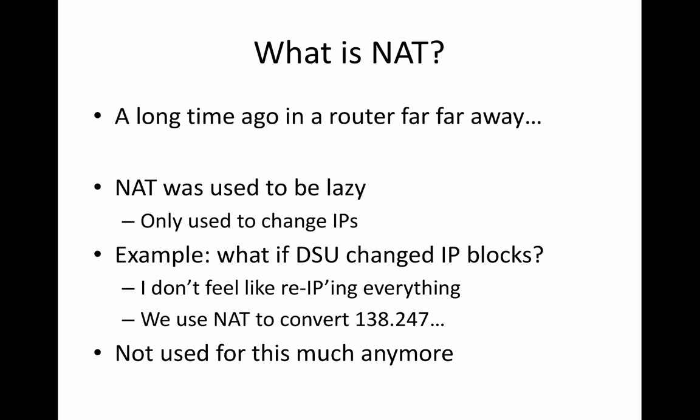So instead, what you could have done is natted your network to say, like, 138.247.1.1 translates to 137.248.1.1. And your router would just flip that when you'd go out to the internet. We wouldn't have to touch the internal network. We would just kind of block it off.